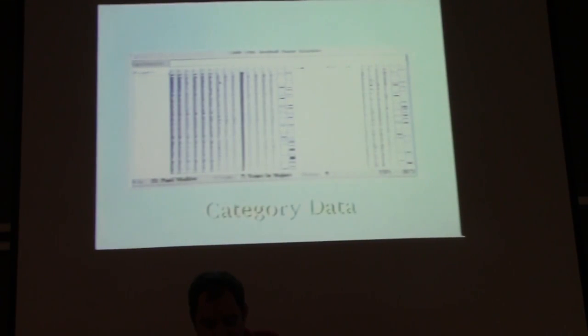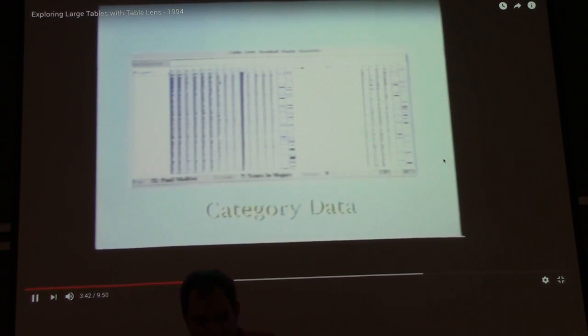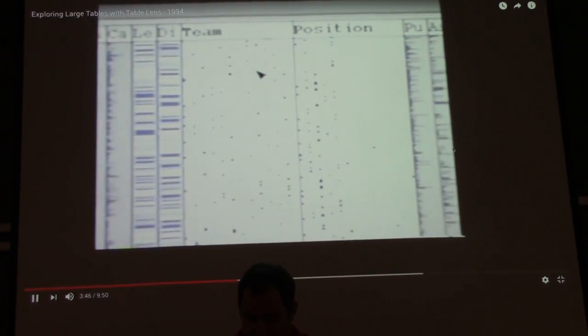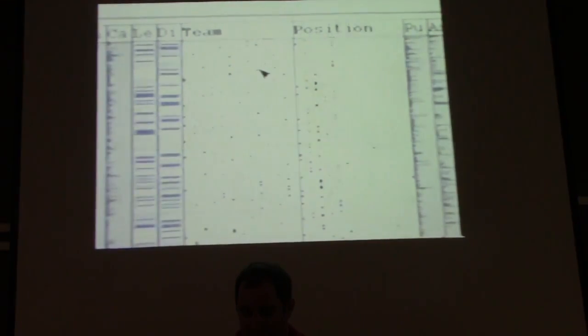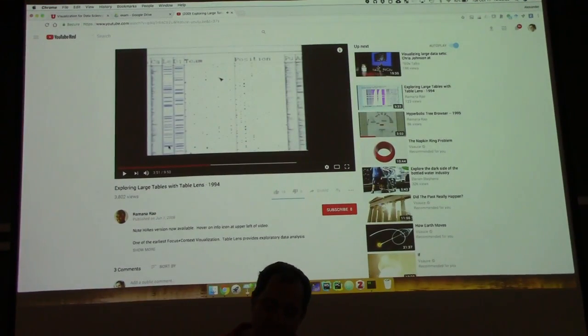Team and position of a player categorize players into different groups. Category values are displayed using blips. In focus columns, the blip is colored and positioned in the cell according to the underlying value. Okay, so you get the basic idea.